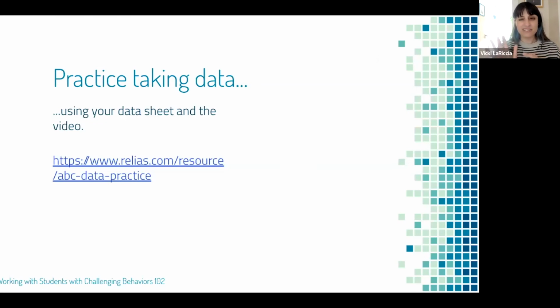So the 5 functions are escape from demand, or you can call it work avoidance or avoidance, attention seeking, sensory, physiological, and access to tangible. Avoiding the task, someone says, and attention seeking. Attention, task avoidance, and attention. See, these are the most common ones, right?